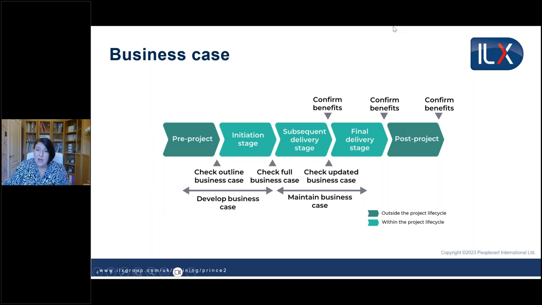Now, up at the top of the diagram, we've also got this wording about confirming benefits. Benefits will be achieved once the users have started to use the new products. So for some projects, that will not be seen until after the project's closed, until post-project. So it might be sometime in the future once those benefits can be seen. But for other projects, you might see benefits right at the end of the project itself, at the end of the final stage. But depending on the type of delivery we're doing on the project, if we do a phased implementation, we might see some benefits even at the end of a stage. So the business case is evolving as we go through the project.